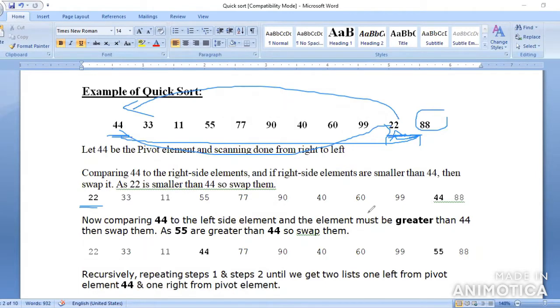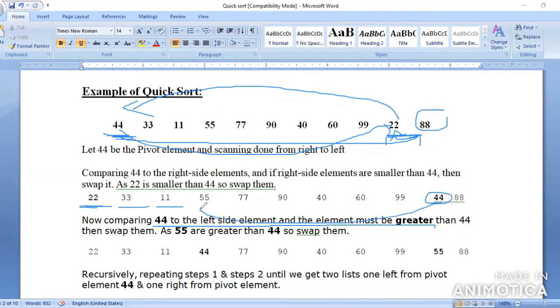Then what will we do after comparing? Now comparing 44 to the left side of the elements. Now we are comparing the right side. After that you compare the left side of the elements. So what is the left side of the element? The element must be greater than the 44. Then you have to swap it. Now what is here? The 44. Now what are the elements? 22, 33, 44. Now you can check the pivot element.